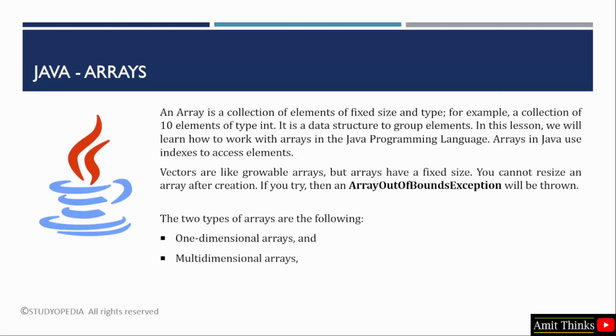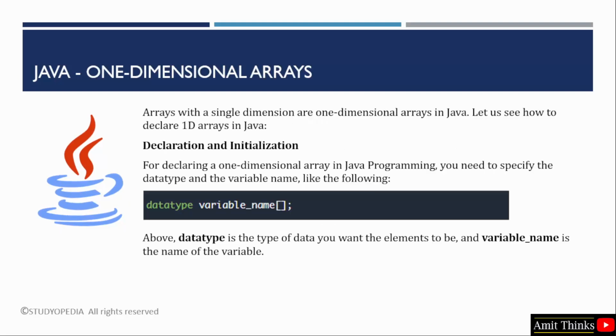So there are two types of arrays, that is one-dimensional and multi-dimensional. We will discuss one-dimensional arrays in this lesson. Let's see how to work with one-dimensional arrays. So what is a one-dimensional array? It is an array with a single dimension. So to declare it, you just need to mention the data type, let's say int, then the variable name, and after that you need to use the square brackets in which you need to mention the size of the array.